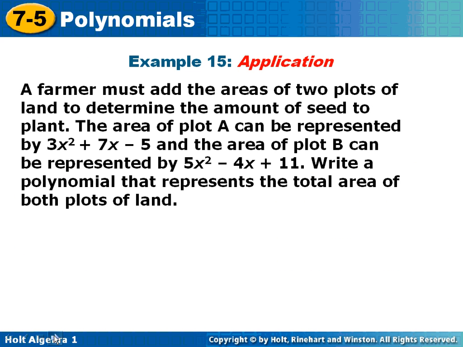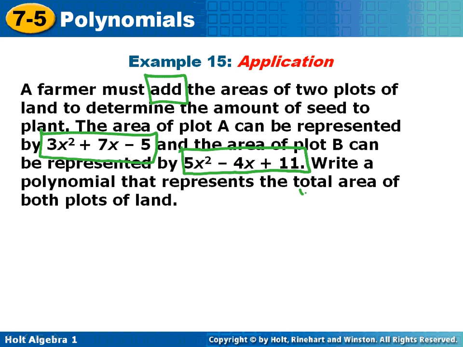These problems are really simple. A farmer has to add the areas of 2 plots of land to determine the amount of seed for the plant. The area of plot A is 3x squared plus 7x minus 5, and the area of plot B is 5x squared minus 4x plus 11.